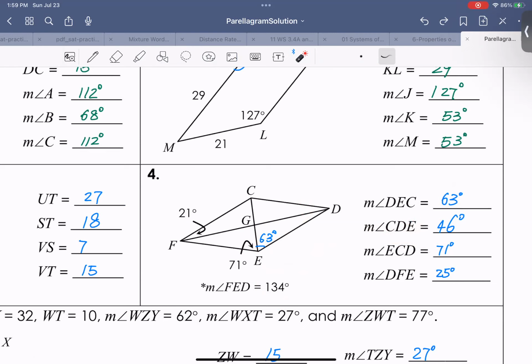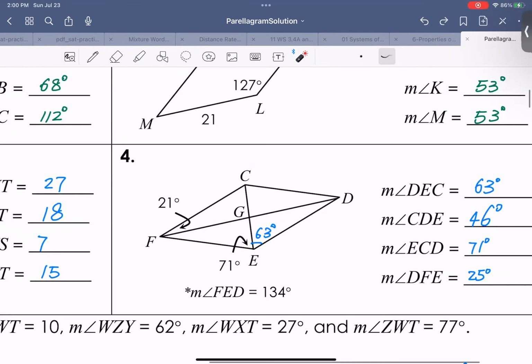After you finish here, you get ECD. ECD is an alternate interior angle with this 71. So this angle is 71. And then the last one is DFE. DFE is right here. You can do this one here. So this angle here is 21. And then you can get this angle supplementary to here. So this total is 134, and this angle is the same as this, which is 46. Total is 46, so this is 25.